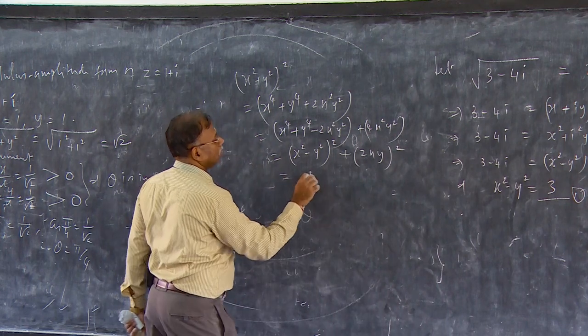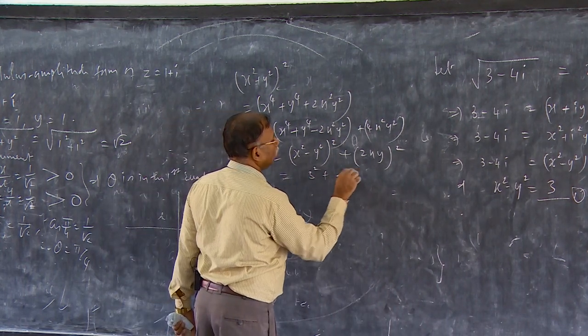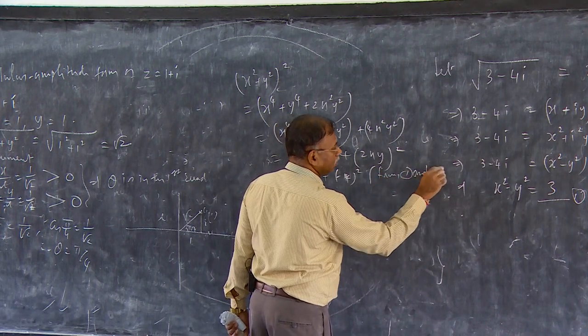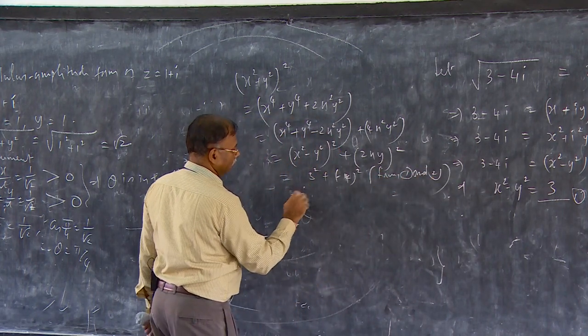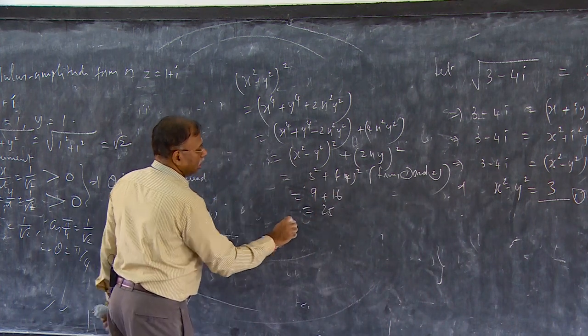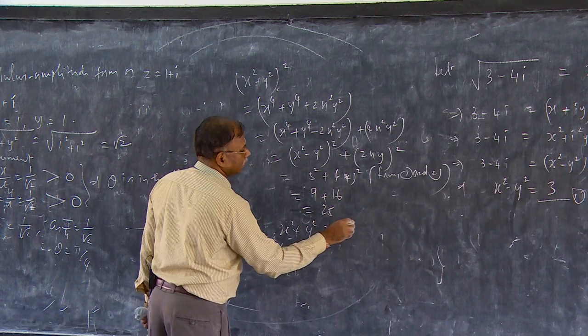Now, let me substitute here: 3² plus (−4)², from 1 and 2. I am substituting from 1 and 2, which will imply 9 + 16, which is 25. Therefore, x² + y² is 5.